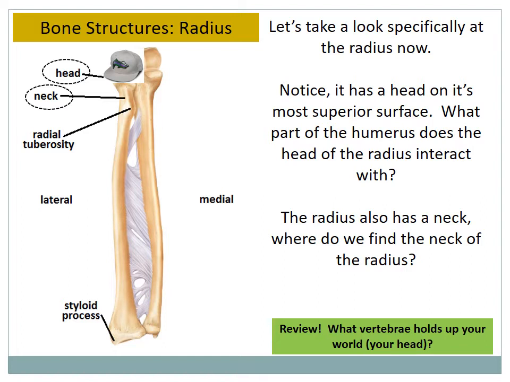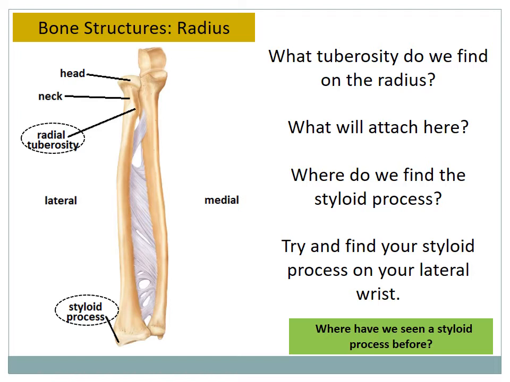Okay. Alrighty, review, because we gotta do that all the time. What vertebrae holds up your world or your head? That is the atlas, right? The atlas is that very first vertebrae that holds up your head. Alright, what tuberosity do we find on the radius? Yeah, we find the radial tuberosity. So you probably noticed the humerus had a tuberosity, the radius has a tuberosity. What's going to attach to this radial tuberosity? Yeah, muscles. Okay, you're going to get very tired of that question.